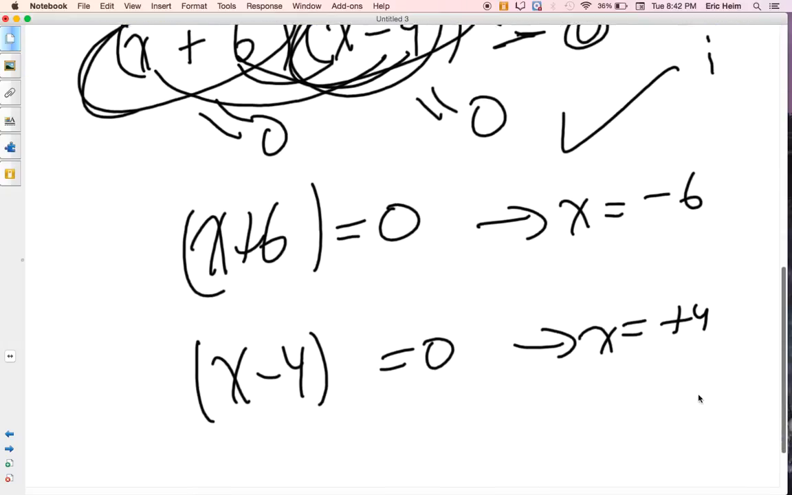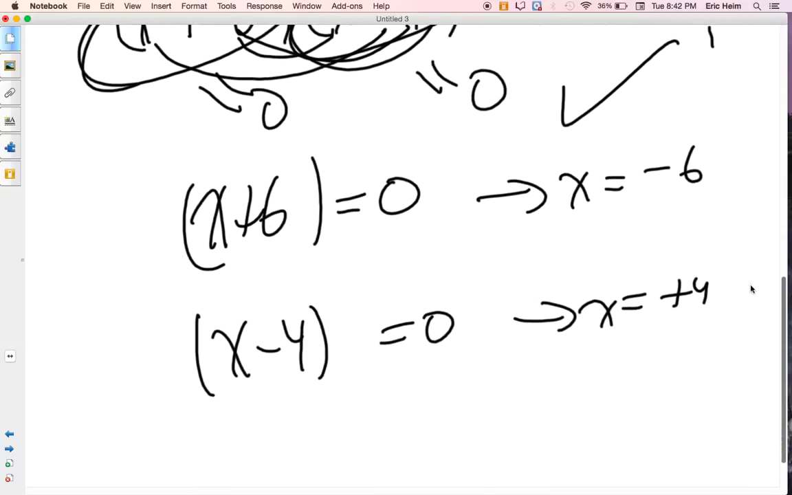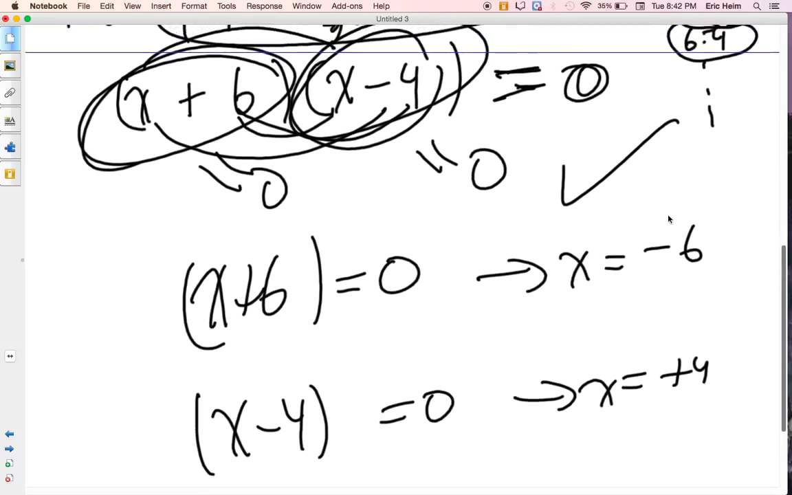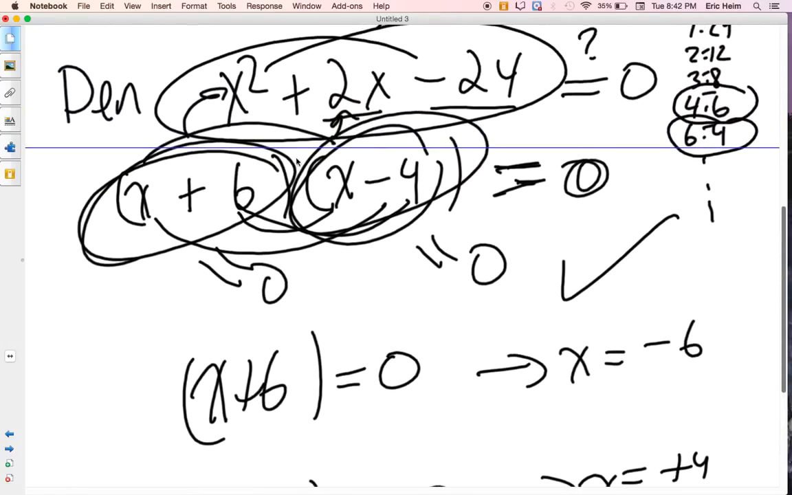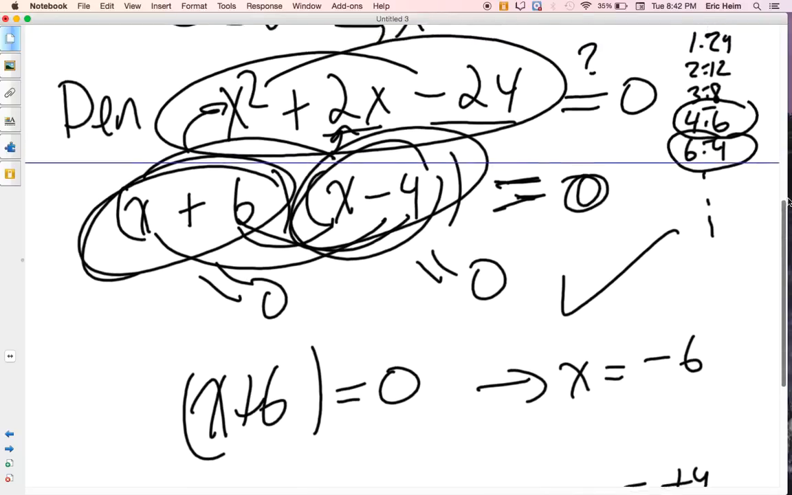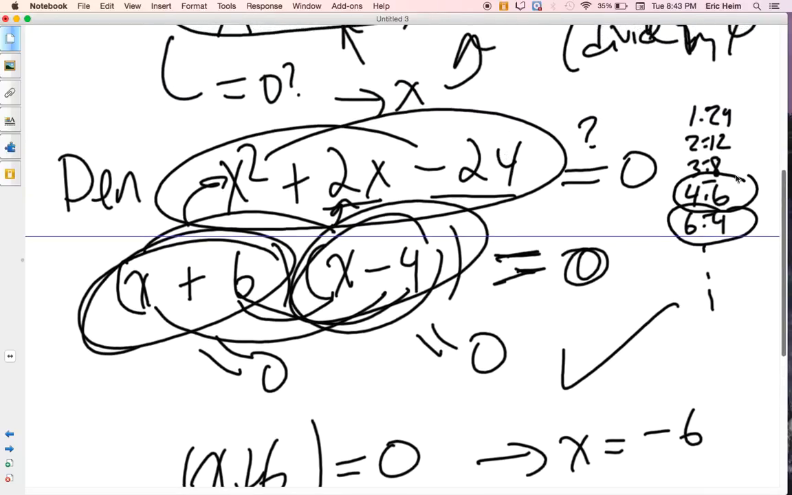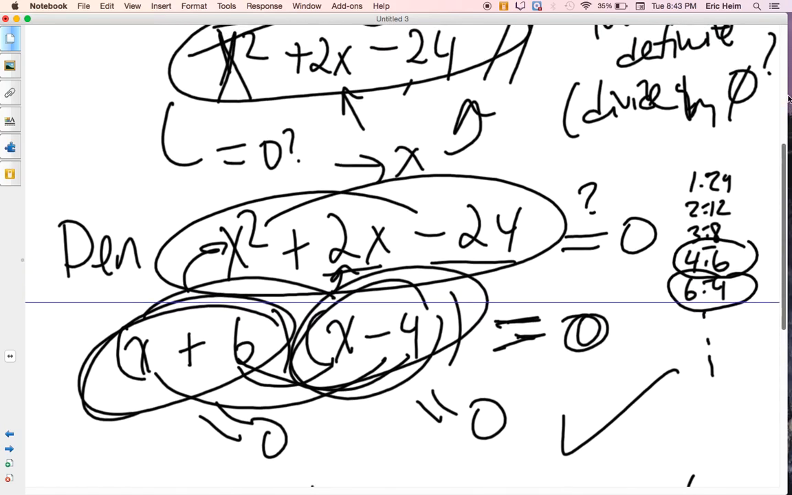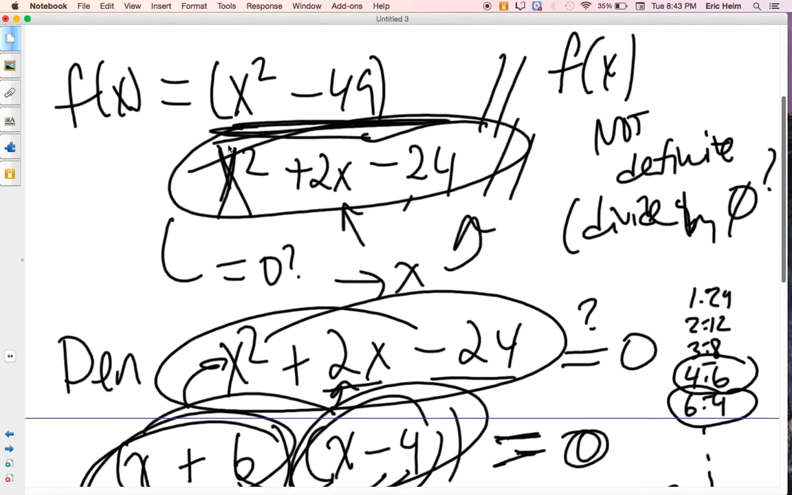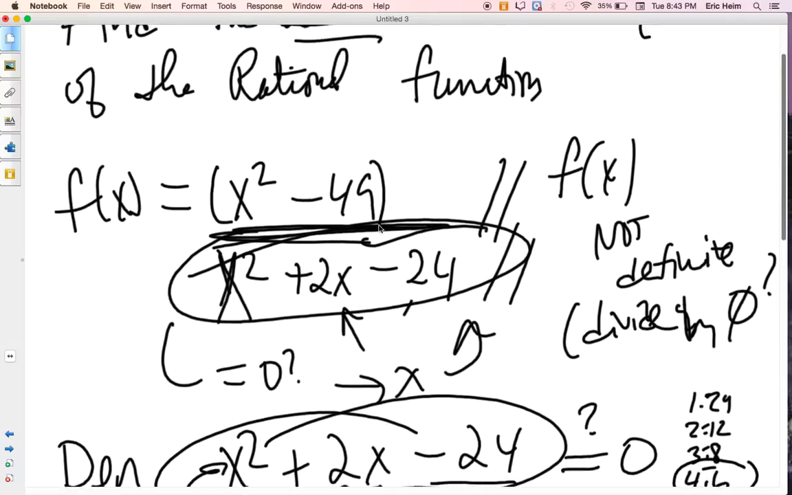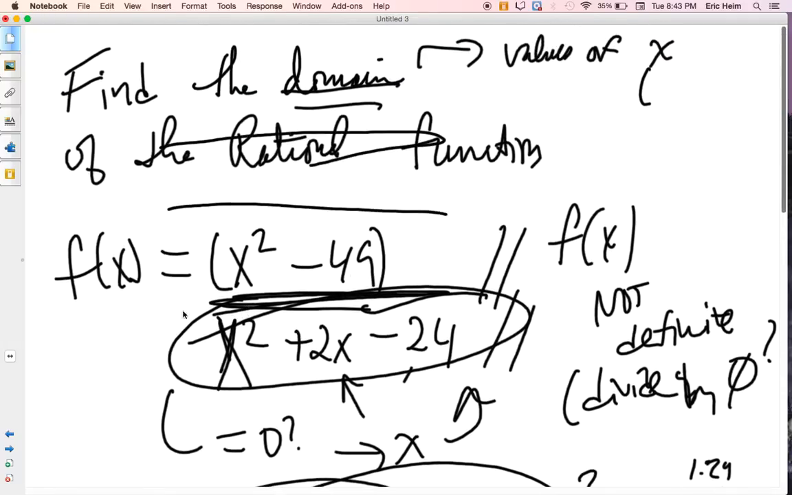So these are the values of x that make x plus 6 times x minus 4 equal to 0, and therefore make our denominator equal to 0. If our denominator is equal to 0, then our original fraction that has that denominator will not be defined. F of x is not defined when x is equal to 6 and negative 4.